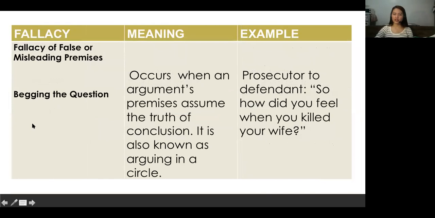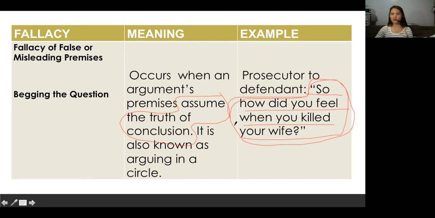Next is begging the question. It occurs when an argument's premise assumes the truth of the conclusion. It is also known as arguing in a circle. So for begging the question, diretso ka na agad sa conclusion. Best example dito, prosecutor to the defendant: how did you feel when you killed your wife? Diba? Diretso na agad sa conclusion na pinatay nga niya yung wife, nang wala pang mga questions about killing ng kanyang asawa. Diretso agad sa tanong na, kamusta ang pakiramdam after mong patayin yung asawa mo? Okay? So that is begging the question.